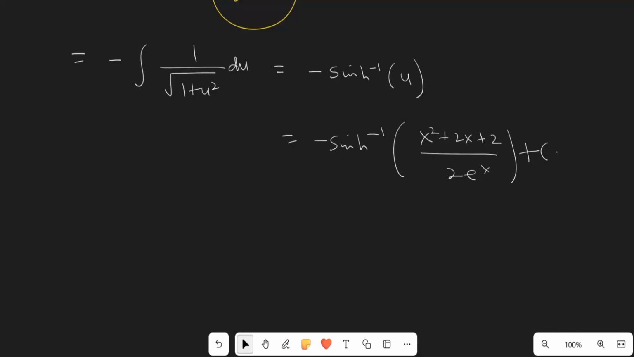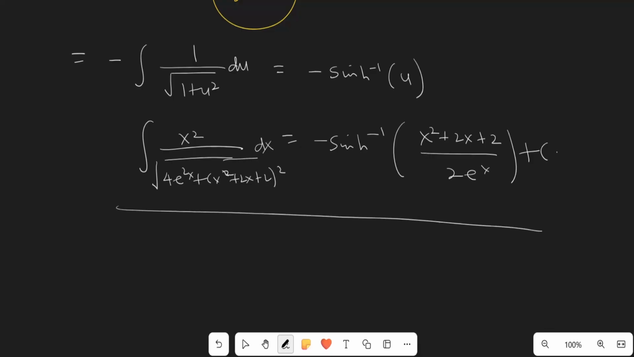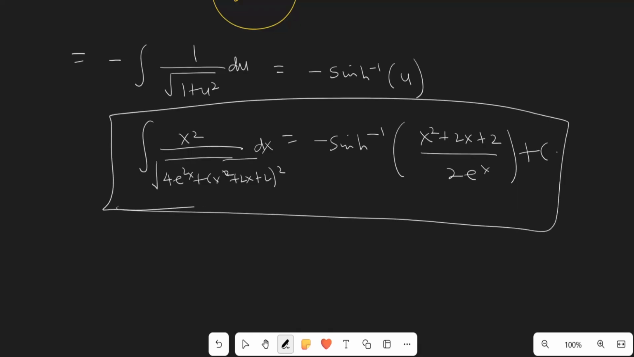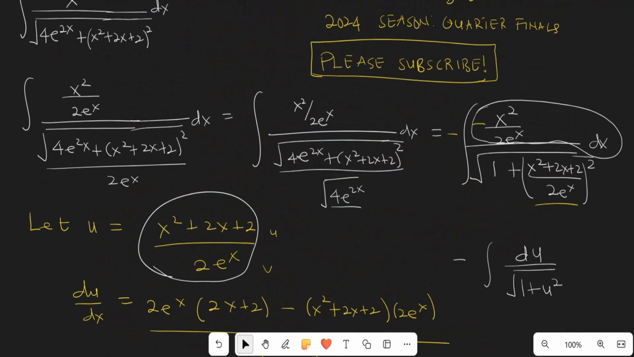And this is equal to our integral, that is, the integral of x squared over the square root of 4e^(2x) plus (x squared plus 2x plus 2) squared, dx. This is the value of our beautiful MIT Integration Bee question.